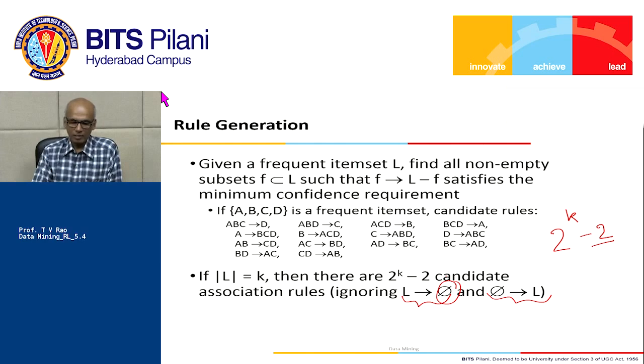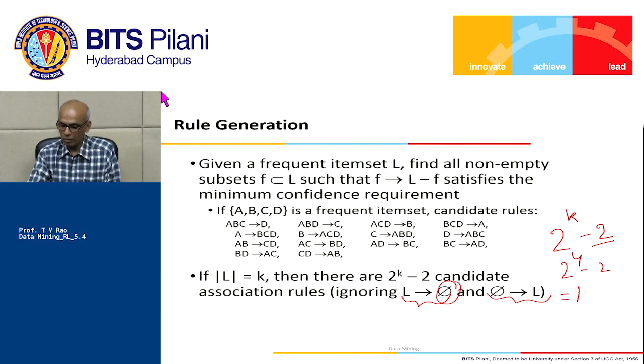So for that reason, when we have 4 items in this item set, we get 2 to the power of 4 minus 2, that is equal to 14 rules, which is a large number, and sometimes we have item sets which are much bigger than this. So we need to think in terms of how we can find interesting rules without studying each and every rule.